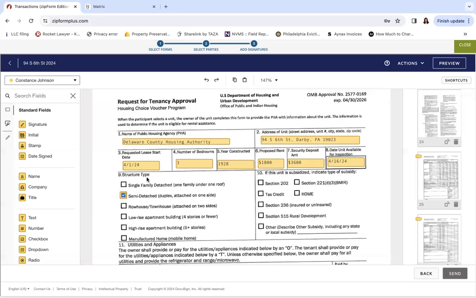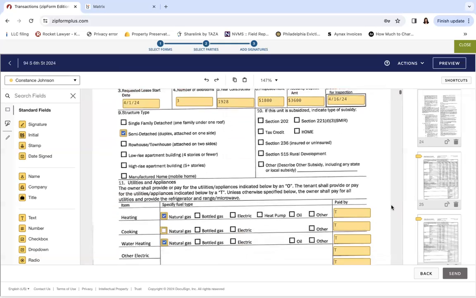Number 9 asks for the structure type. In this example, this is a semi-detached property, so it's attached on one side. You'll pick the property or select what corresponds with the property you are listing. Number 10 does not apply here. It says if this unit is subsidized, indicate the type of subsidy.